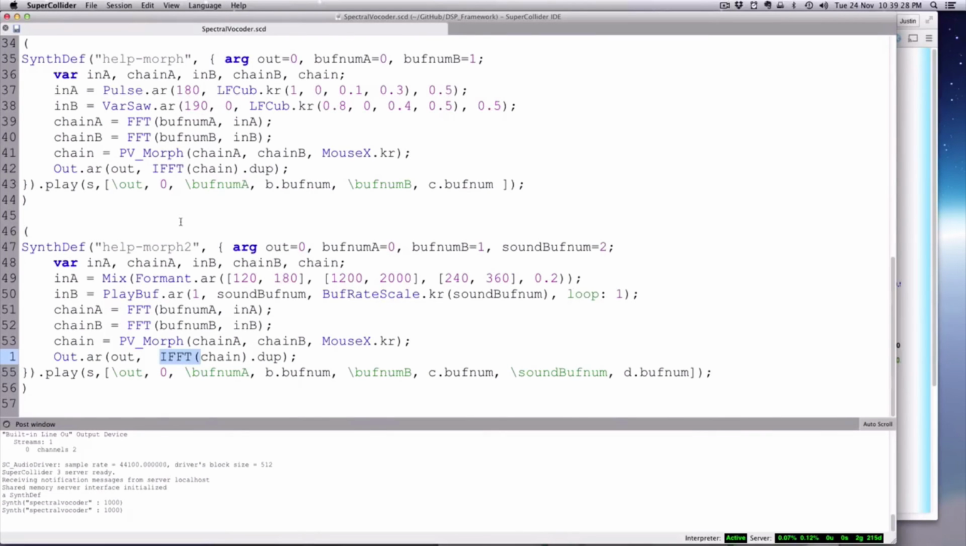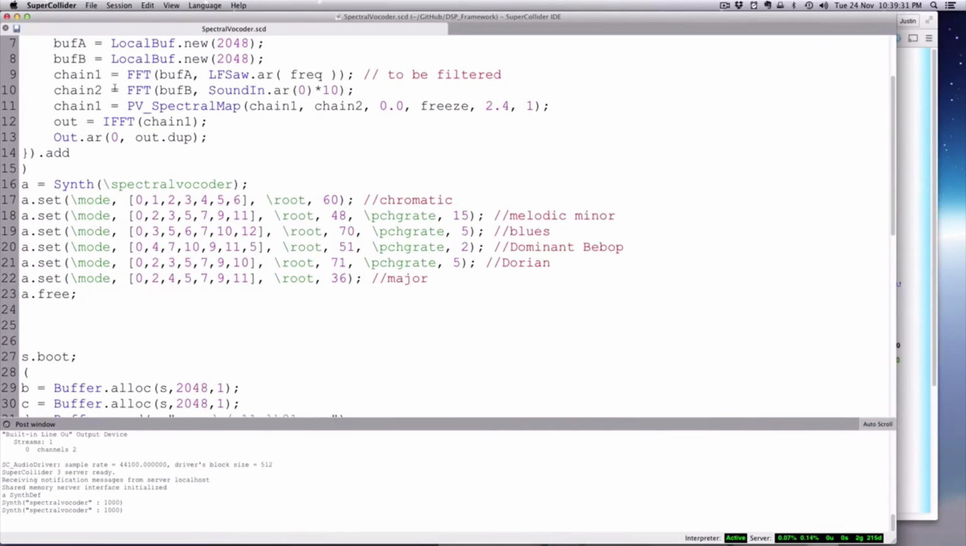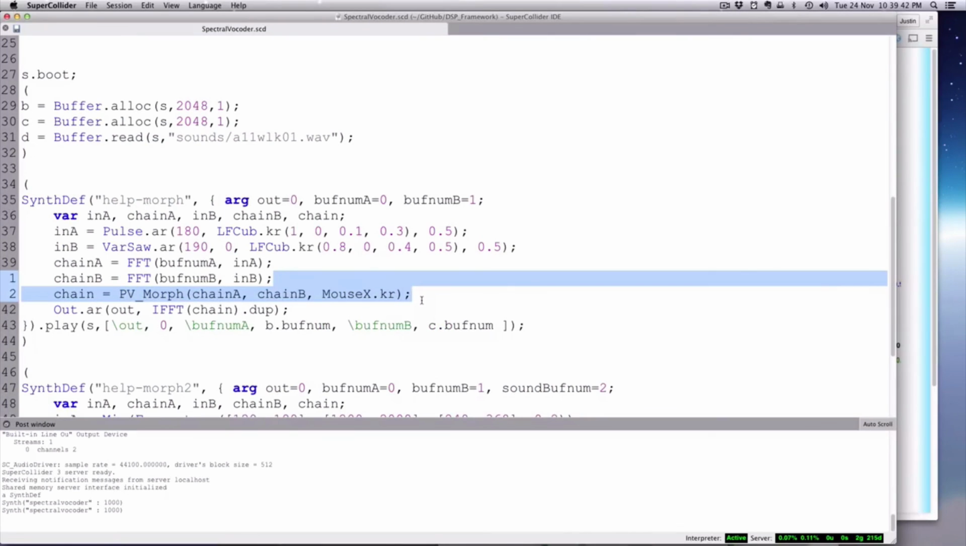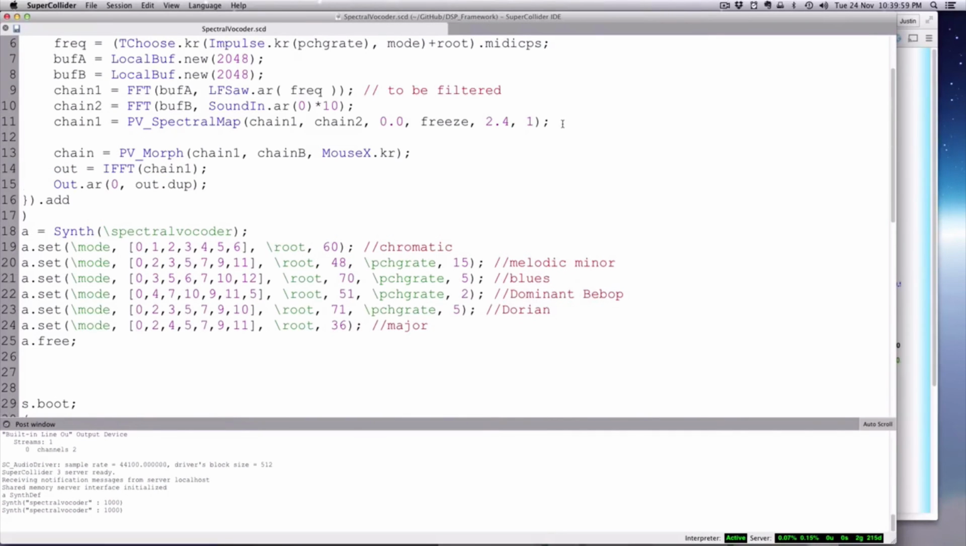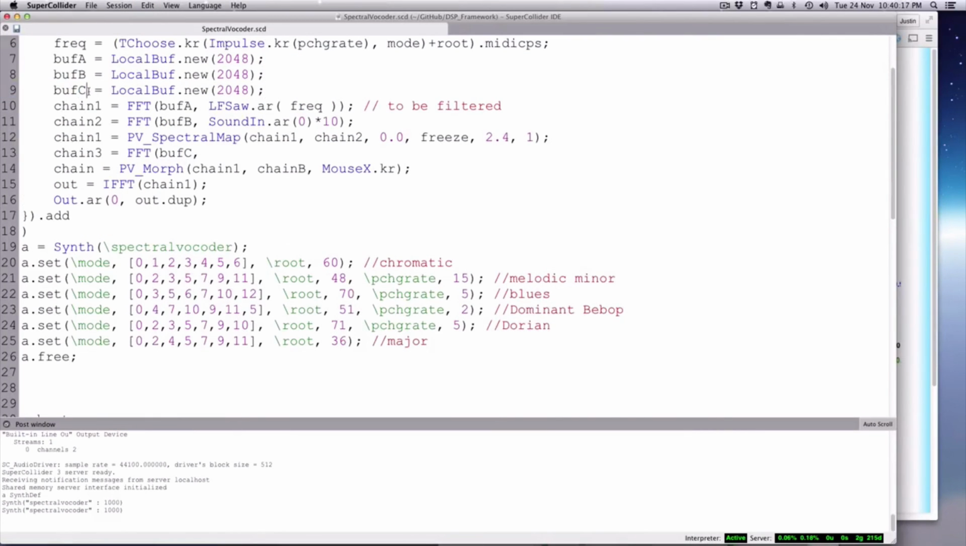So, in fact, if I wanted to do morph and spectral map, I would do things in the frequency domain. I would FFT these, do a spectral map, and these are still in the frequency domain. I can do a spectral morph after that. So after the map, I can morph that thing. I would take chain one in, which has been mapped, and then maybe another FFT object. I can take yet another object here, chain 3, for example, equal to FFT, and it could be some kind of buffer, a buff C, and it could be something else. I'm just pseudo-coding it here.